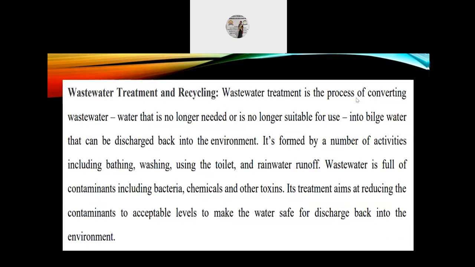Wastewater treatment is the process of converting wastewater, that is water that is no longer needed or is no longer suitable for use, into water that can be discharged back into the environment. It is formed by a number of activities including bathing, washing, using the toilet and rainwater runoff. Wastewater is full of contaminants including bacteria, chemicals and other toxins. Its treatment aims at reducing the contaminants to acceptable levels to make the water safe for discharge back into the environment.